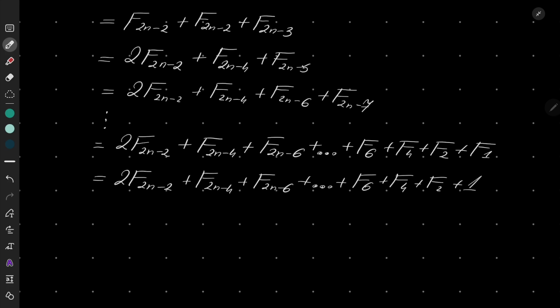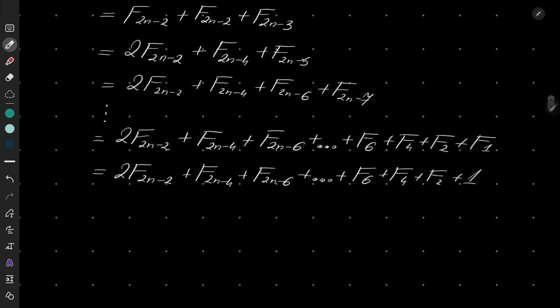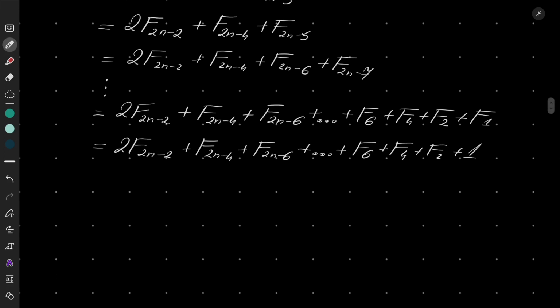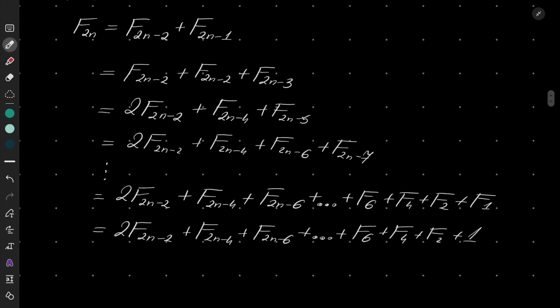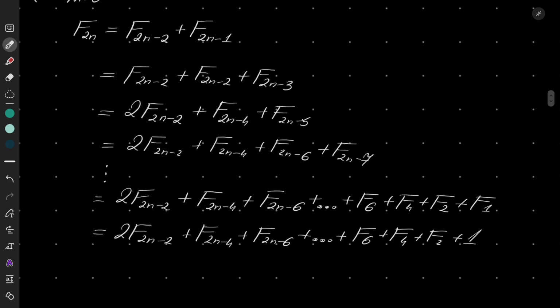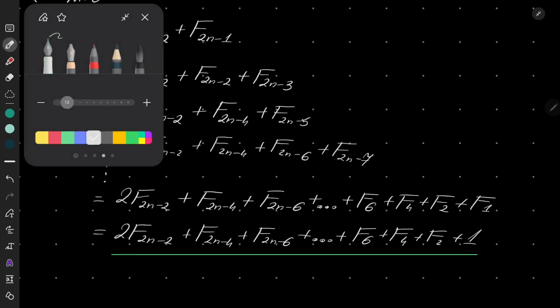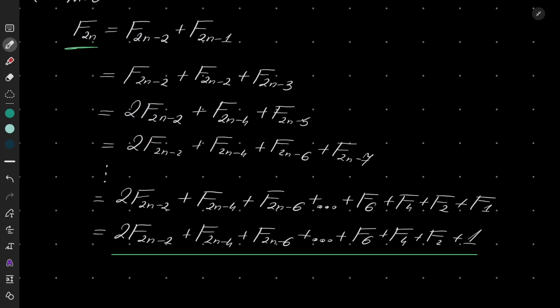Okay, so now we have a recursion for the sequence of Fibonacci numbers with even indices. It's a rather lengthy recursion because we are going all the way back to the first terms. The 2nth term equals this sum, and also this recursion is properly given because we also know that F of 0 is 0.